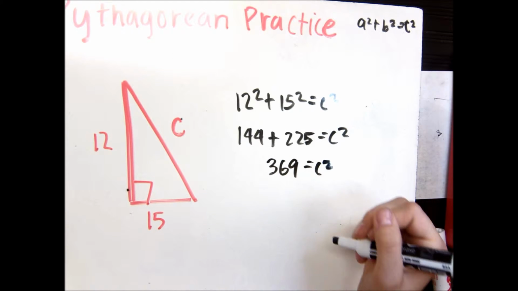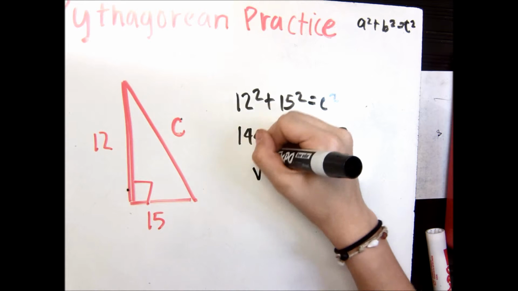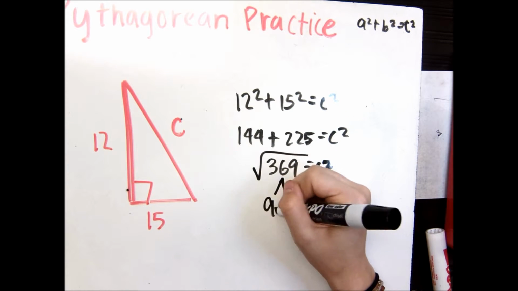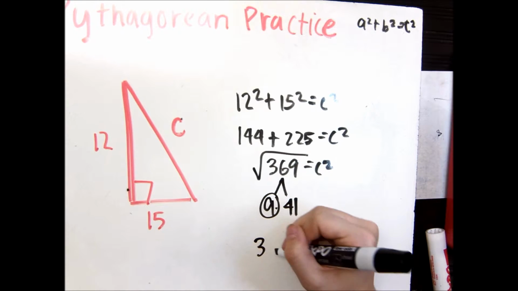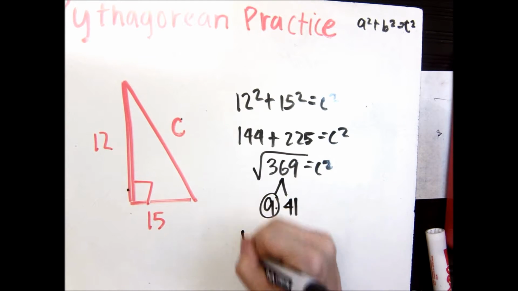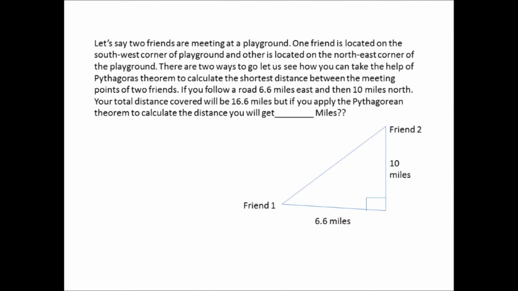Since you have the square over on the c, you have to square root the 369. And that is 9 times 41. 9 is the square root, so you take it out and it becomes 3 root 41. And that is your final answer. Here's a problem for you to try on your own.